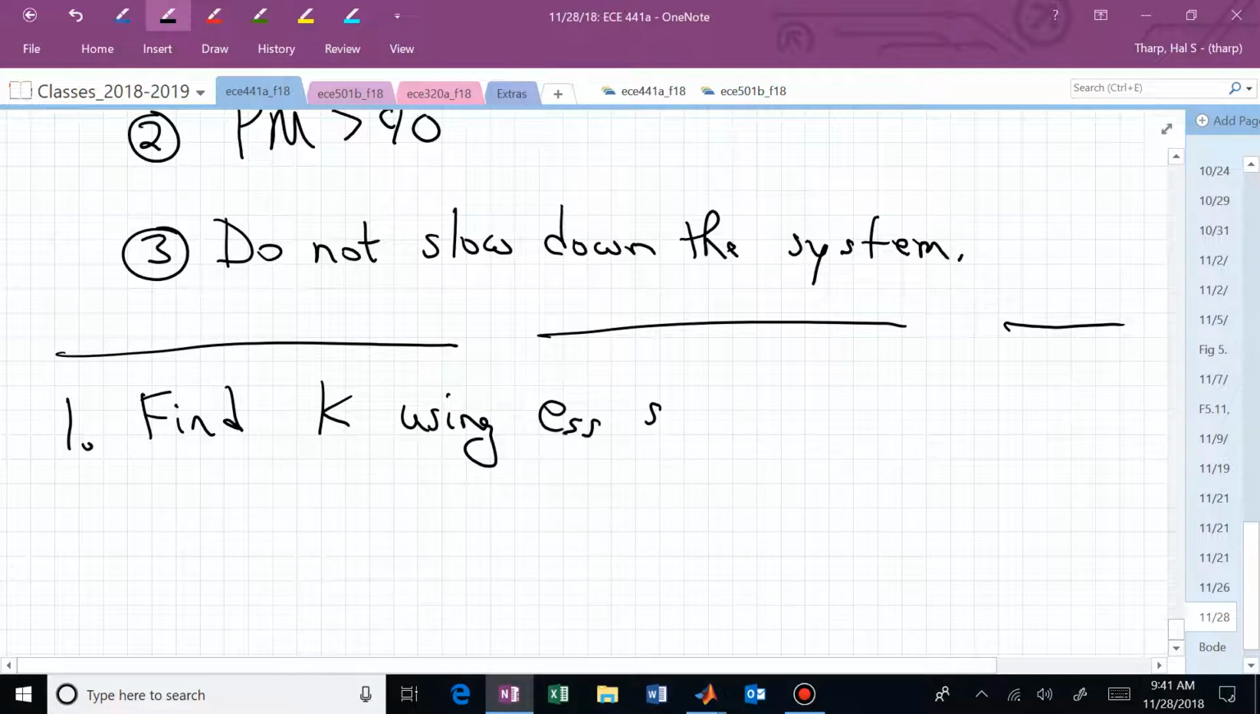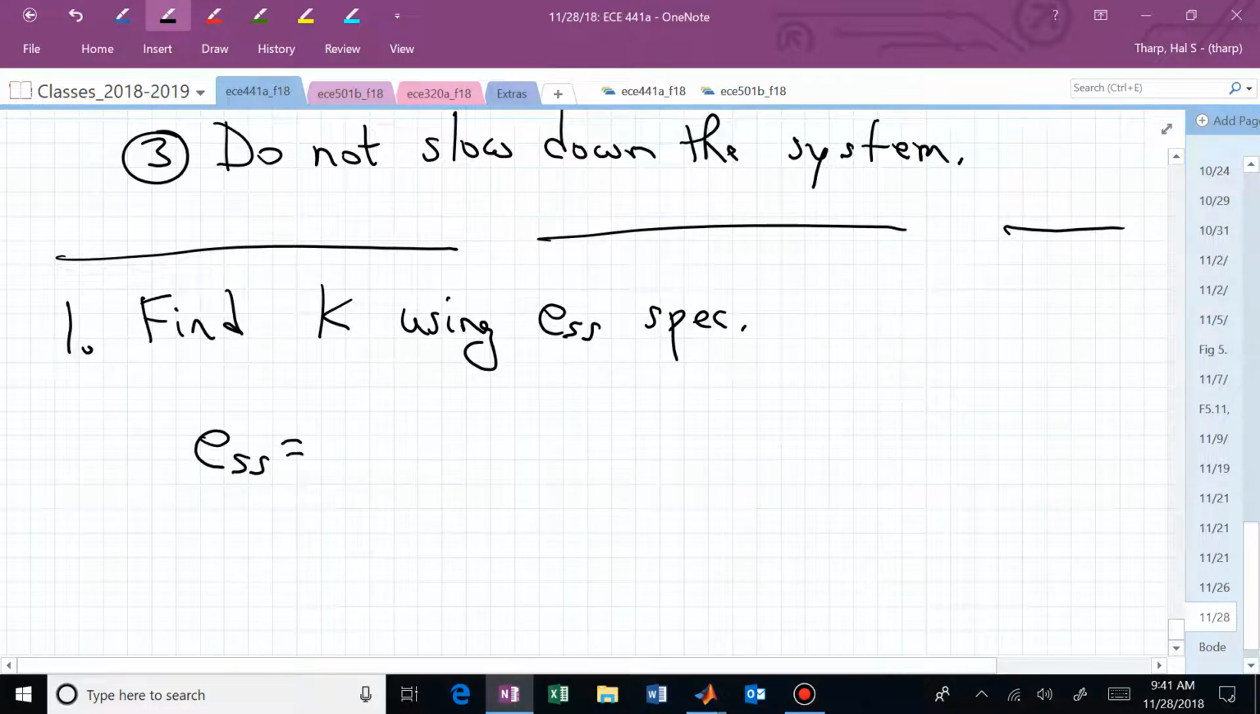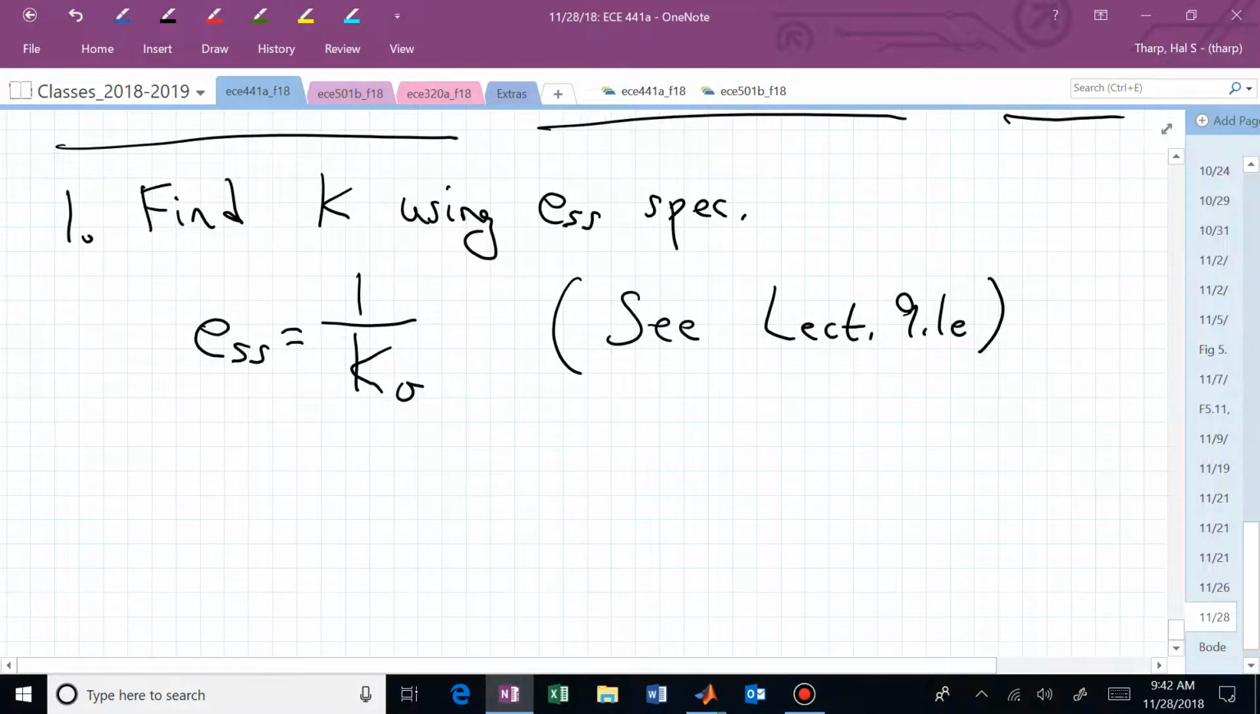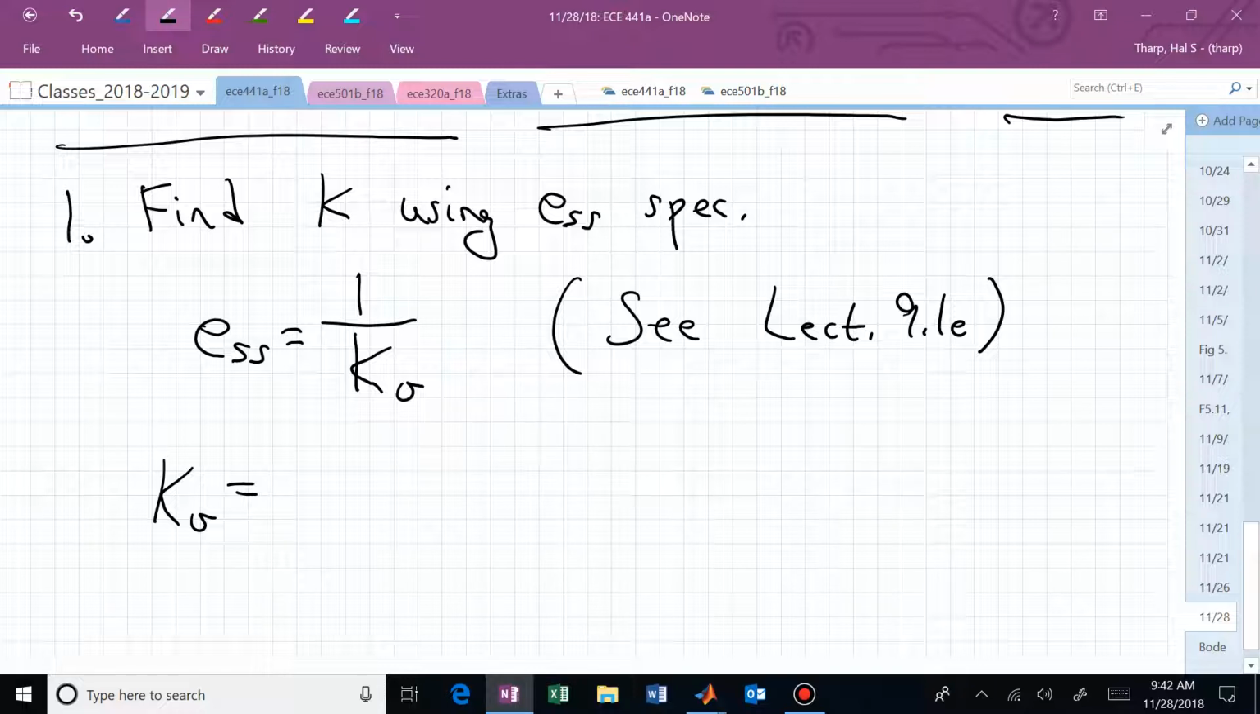using the steady state error specs. And we know the steady state error is 1 over the velocity gain constant, 1 over K sub V. And now I need to have a commercial. You can now see lecture 9.1e if this isn't making sense. That's now available to you, but really that shouldn't be too foreign to you. I think you've played with these error constants in earlier homeworks. How do we find K sub V? Do you remember?